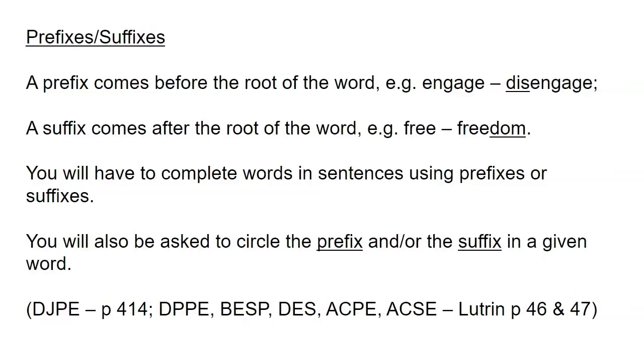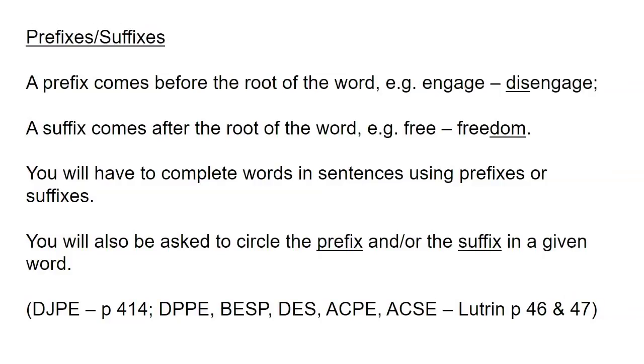Prefixes and suffixes. I find that in 2018 you were struggling with those prefixes and suffixes, especially in your assignments. So be warned. A prefix comes before. That's why it says pre. Pre always means in front of. So a prefix comes before the root of the word. For example, engage, and the prefix must come in front, so it is then disengage. The suffix means it's behind, it's after the root of the word, like free, which becomes freedom.